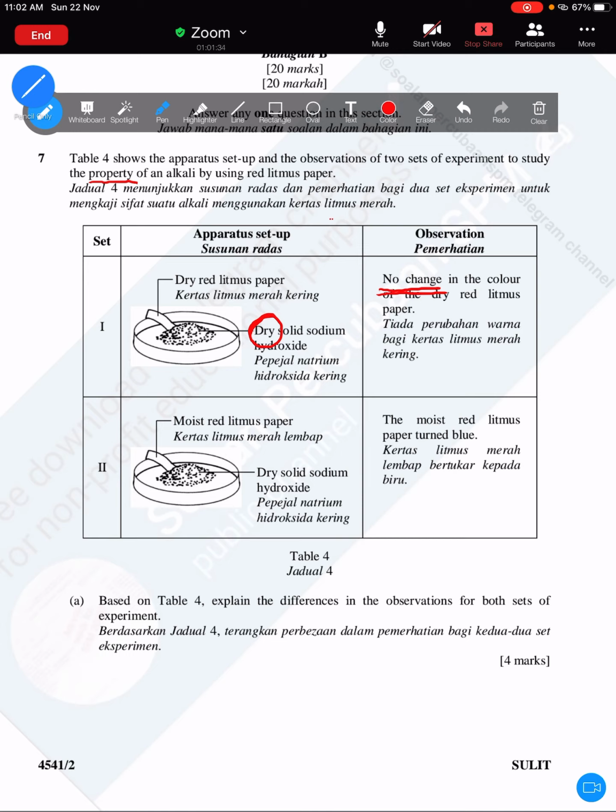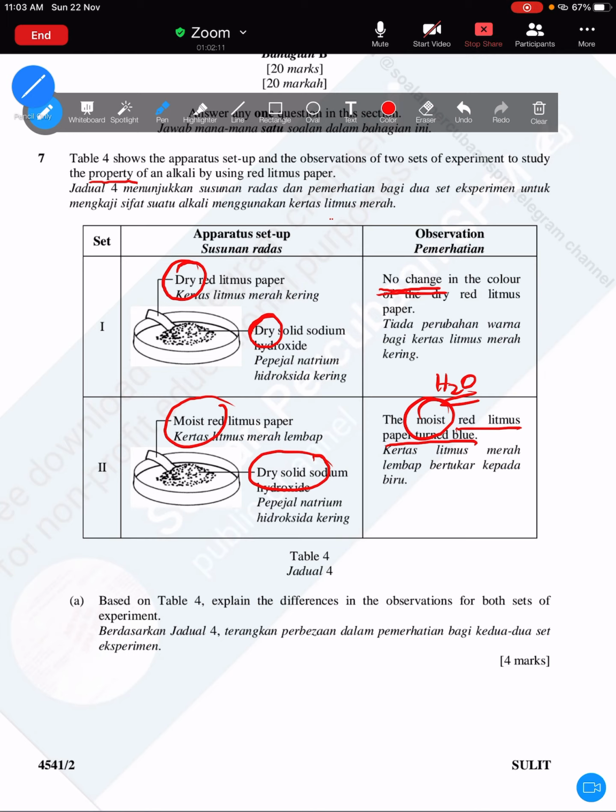Okay, and also you have a moist red litmus paper, because the first one is dry, and a dry solid sodium hydroxide. This one, the red litmus paper will change to blue, of course, because moist. Moist stands for it has water, H2O. Therefore, the alkaline can show the properties. Now, let's look at the question. That is the theory about the alkaline and the acid.